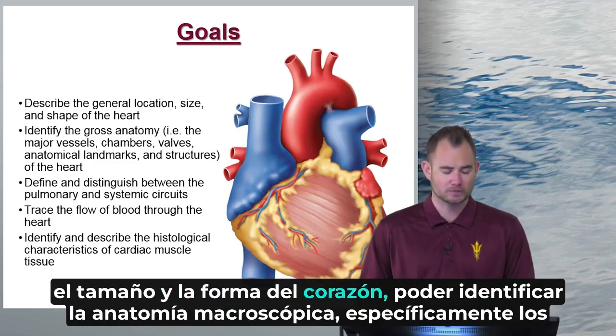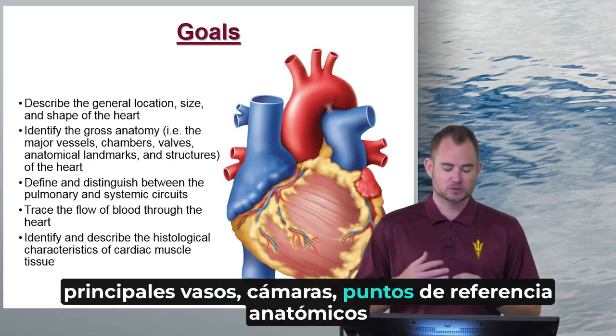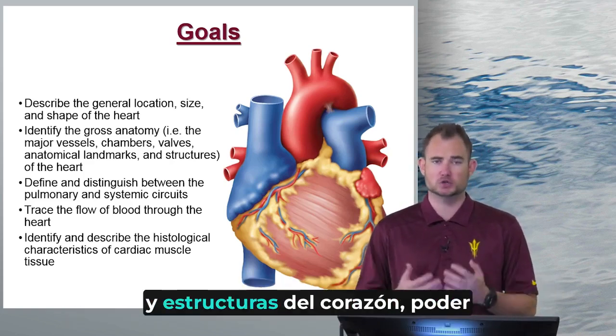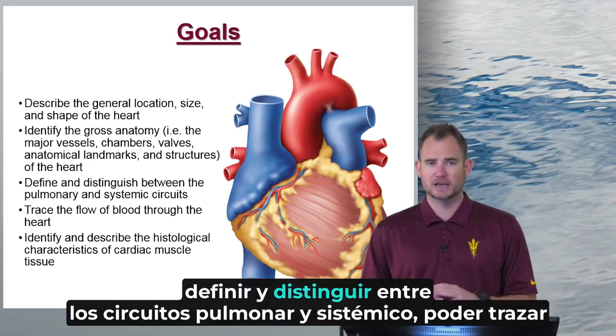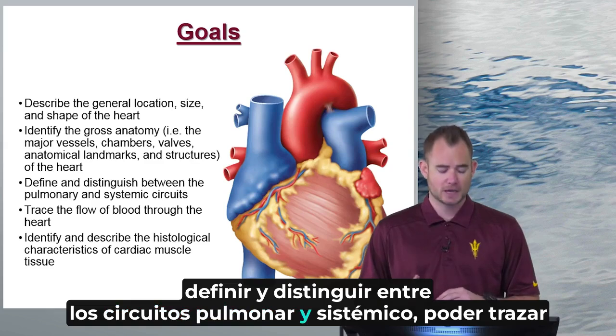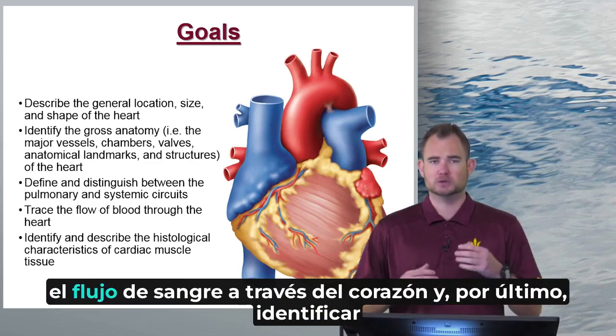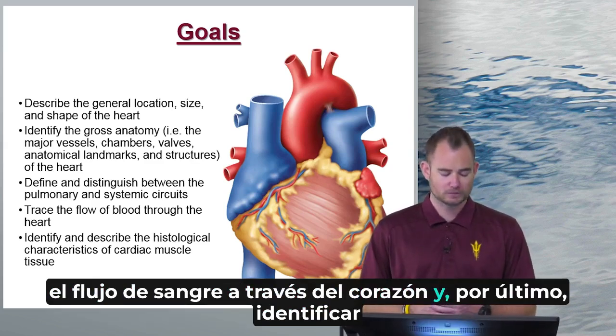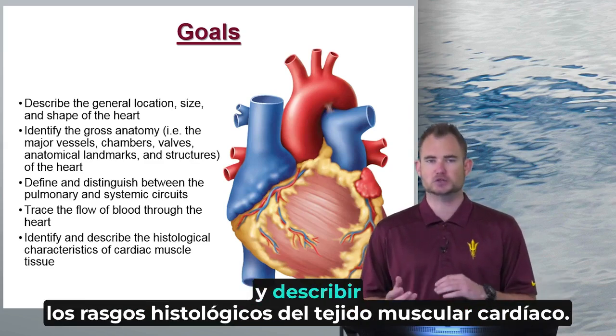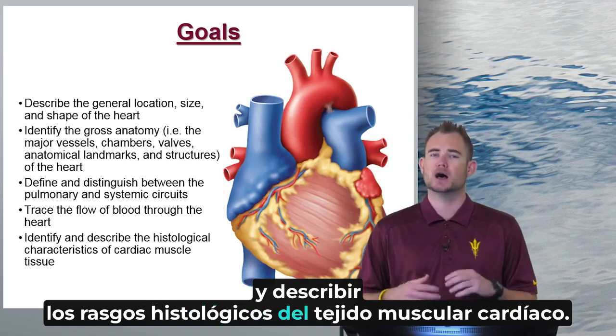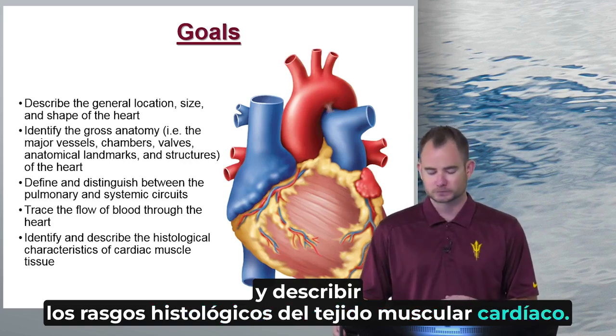So the goals for today's lecture series are to be able to describe the general location, size, and shape of the heart, be able to identify the gross anatomy, specifically the major vessels, chambers, anatomical landmarks, and structures of the heart, be able to define and distinguish between the pulmonary and systemic circuits, be able to trace the flow of blood through the heart, and lastly, identify and describe the histological traits of cardiac muscle tissue.